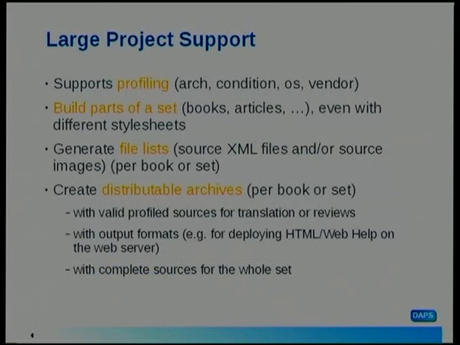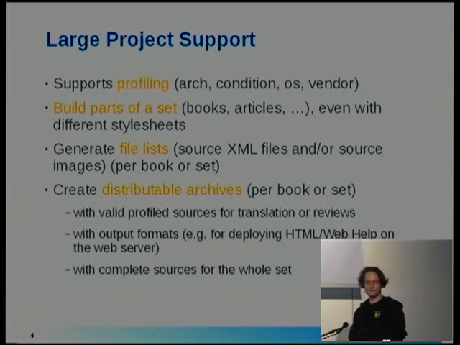So the main benefit of DAPS is that it supports large projects, so you can do complicated things with it very easily. It, for instance, supports profiling. At the moment, we support 4 different profiling attributes, that is arch, condition, os, and vendor. You can build parts of a large set. If you, for instance, have more than one book in a set that allows you to link between those books, you can easily build parts of the sets, that is books, articles, and even sections.